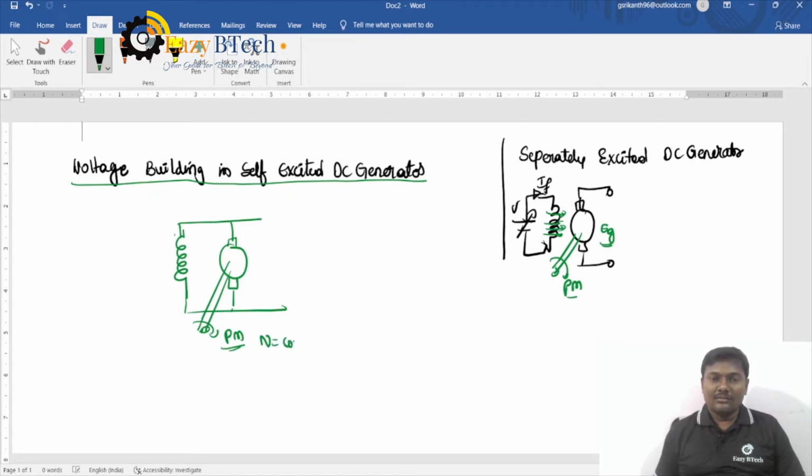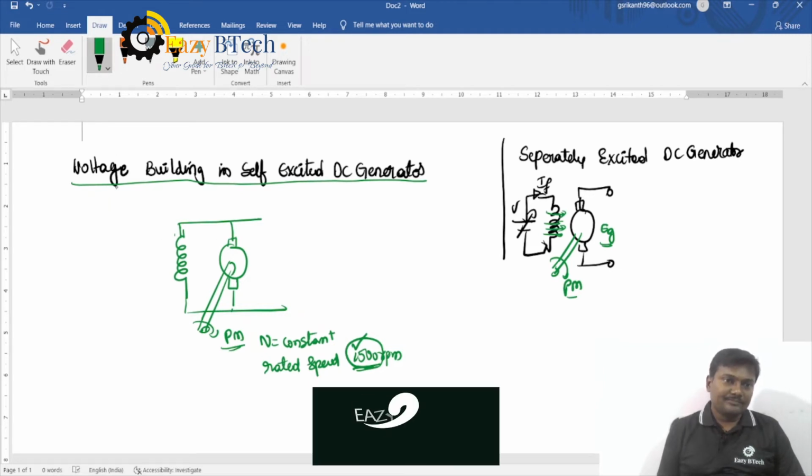The speed is maintained as constant, that too at the rated speed, which is equal to 1500 rpm. The speed of the armature is maintained as 1500 rpm. For 4 pole, 50 Hz, the frequency is 50 Hz and the speed is 1500 rpm. So initially, what will happen, let us see.